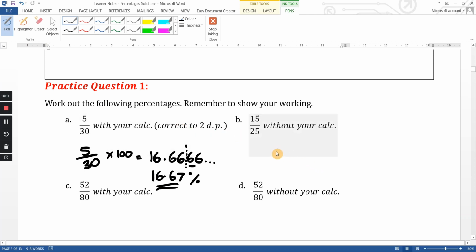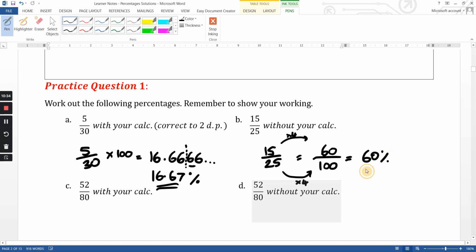Part B without your calculator. So, oh, this is a good one because I can see straight away 25 goes into 100 exactly 4 times. So all I need to do is times it by 4. Let's do the same for the numerator, and that's going to be 60. So that's 60% without your calculator. That's good, wasn't it? Yeah, that was a good one.